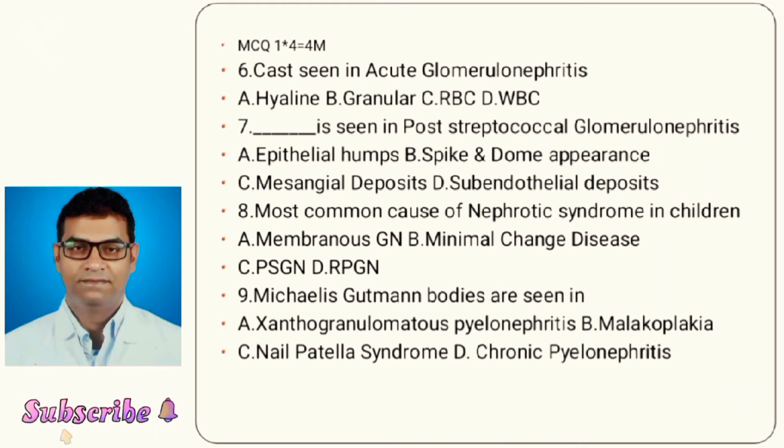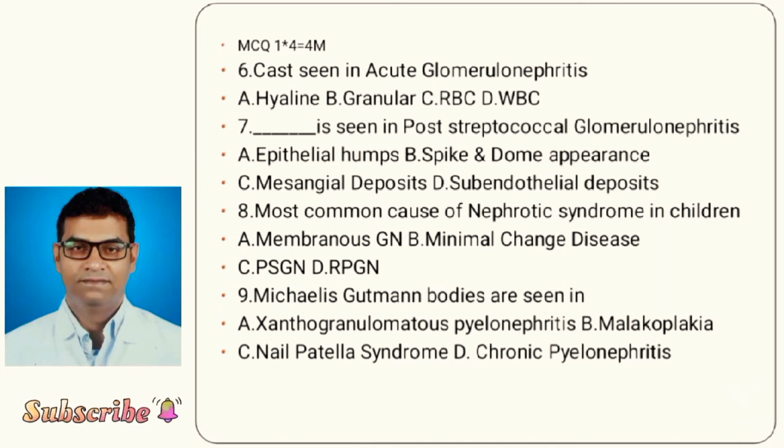Answer is epithelial humps. In post-streptococcal glomerulonephritis, the time course is 1 to 4 weeks after the streptococcal infection, sore throat or pyoderma. The age group most frequently involved is children from 6 to 10 years of age. The inciting agent is group A beta hemolytic streptococci, and the nephrogenic strains are 12, 4 and 1.